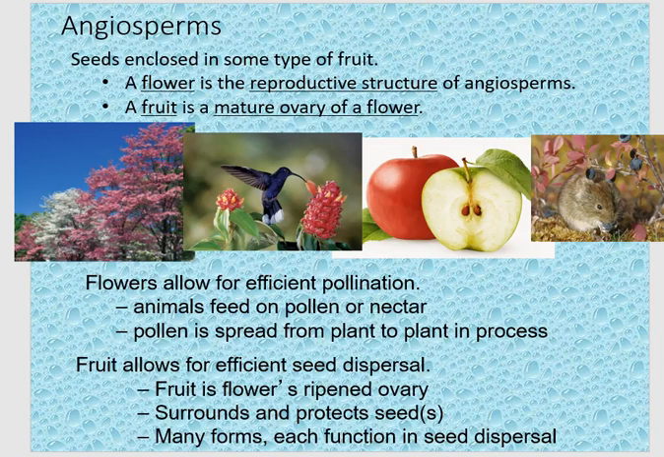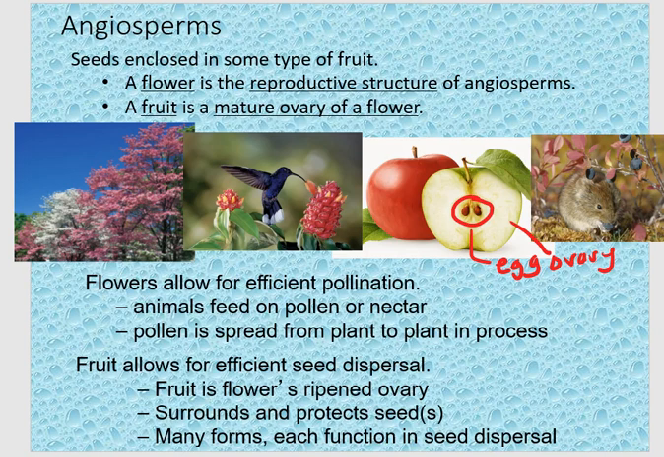Angiosperms are the ones that have the seeds inside the fruit. You see the apple there, got the seeds inside. This is the ovary of the plant. A flower is the reproductive structure. It's the part that contains that pollen. It will produce that fruit.